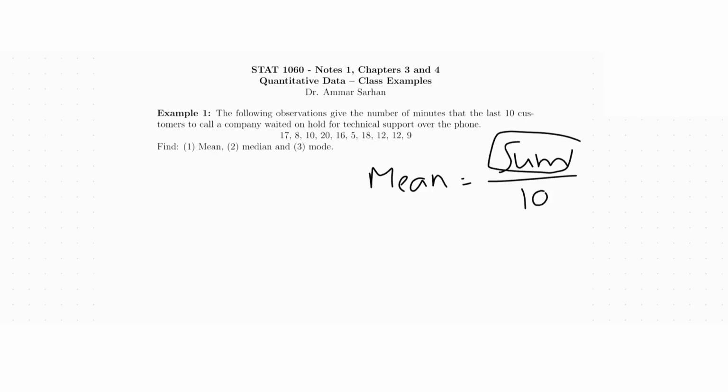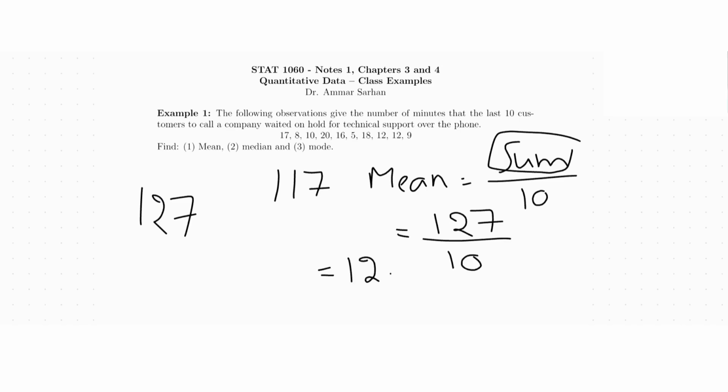Let me just pull up the calculator. The sum is 117. You just check again. I just put 127. Let me just check. 17 plus 10 plus 20 plus... Oh, sorry, yeah, 127. So the mean would be what? 127 divided by 10. So the mean of this data would be 12.7. All right, got it.